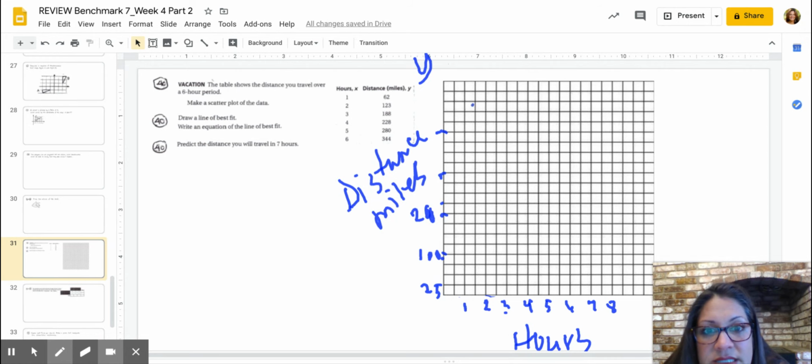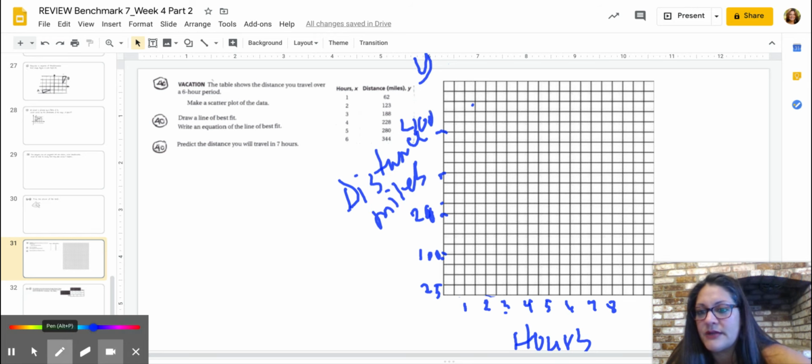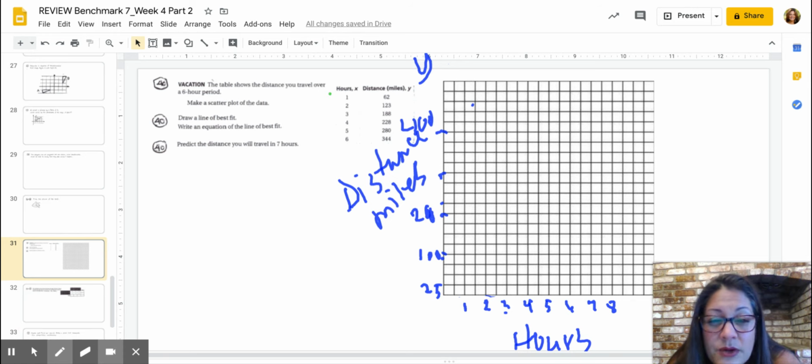That is fine. Okay, so now we're going to do our scatter plot. I apologize, it's so messy. It's really hard for me to do, but hopefully on your paper, you're able to do a better job. Let's get green here. So our different points, our first, they're going to come from right here. Our hours is our run, and our distance is our rise. In 1 hour, we went 62 miles.